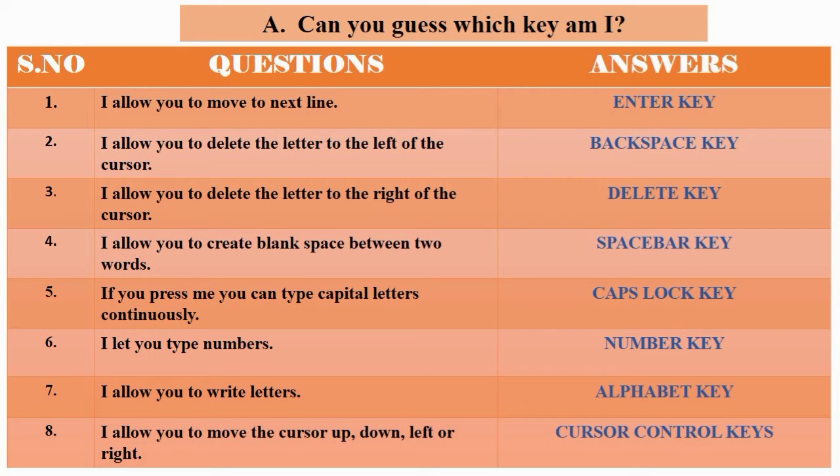So what you have to do in this question, some lines are written. You have to read these lines. You have to identify the keys, कि ये कौन सी की हो सकती है, and then you will write the answer.